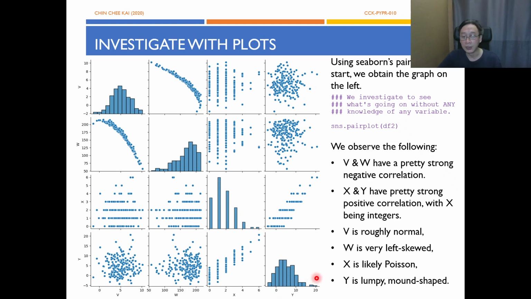And finally, this is also interesting. This could be some sort of chi-square plot or normal distribution, which looks alike, a lumpy kind of distribution. So we're not sure whether it's normal or not, but it certainly looks interesting. All right. Then what is much more important is the off-diagonal plots, where we will have V scatter plot with W, V scatter plot with X, this one, and V scatter plot with Y.